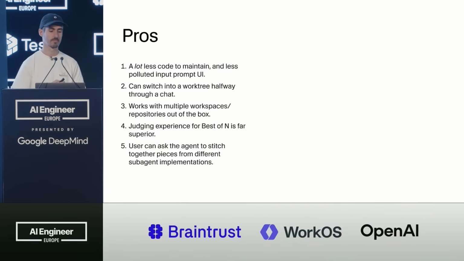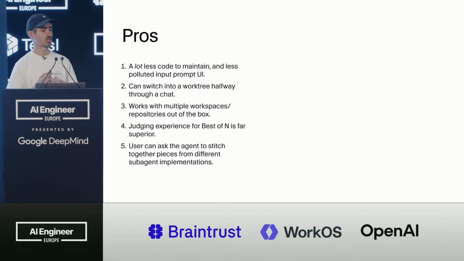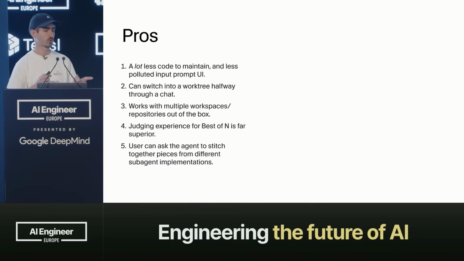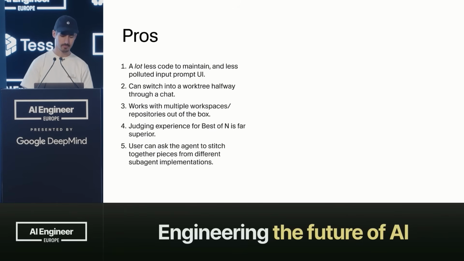It works quite well. Another advantage of the new skill implementation is that the judging experience at the end of knowing what model did which for best of n is far superior. The parent now has a lot more context over what each of the subagents did, and the user can even ask the agent to stitch together the little different pieces and bits from the different implementations, which was not possible before. In the previous implementation, you had to choose one subagent or one model and just stick with that.